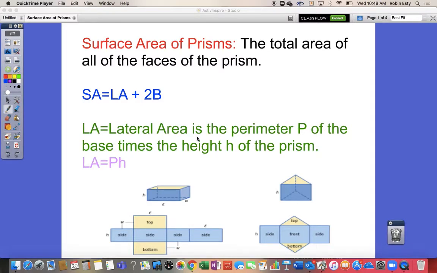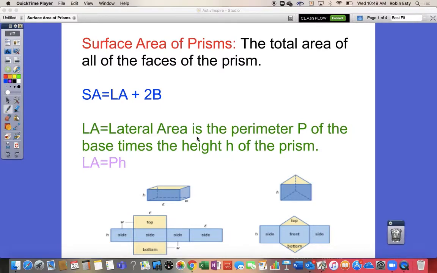Well, welcome back. I am going to do a video today on surface area of prisms, and I'm going to show you what the book does, and then I'll show you another way to do it. So they tell you to find the surface area. You take the lateral area and then you add to it 2 times the bases.